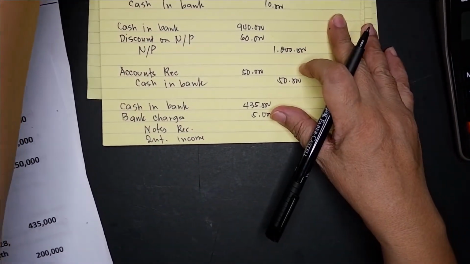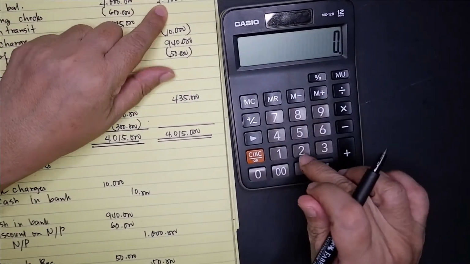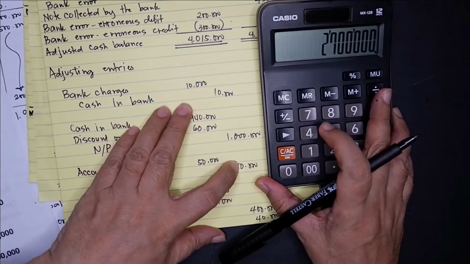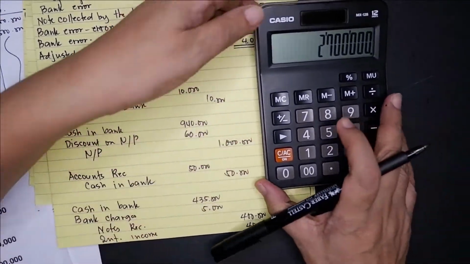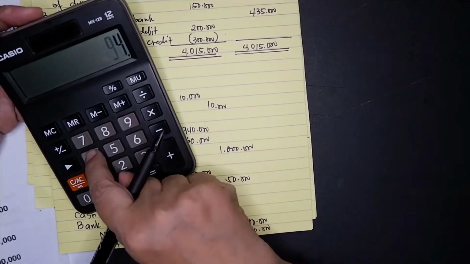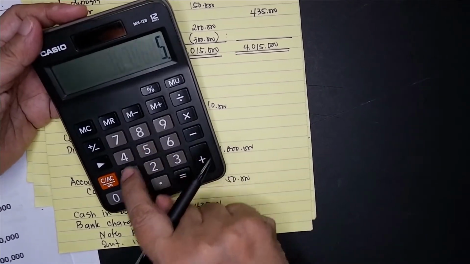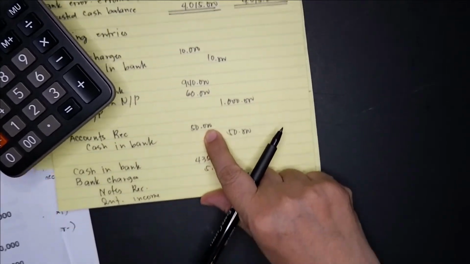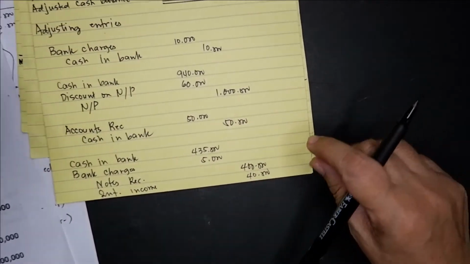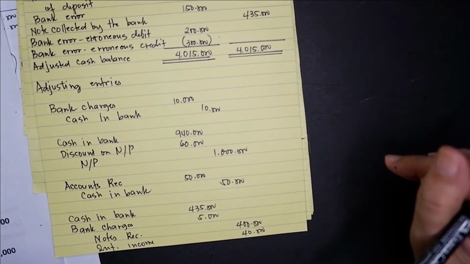Okay, so by preparing those entries, we can adjust our cash in bank. Or let us have it in the calculator. So we have 2,700,000. Okay, that is the beginning balance, unadjusted balance. Then we have minus 10,000. Then we have plus 940,000. Then we have plus 50,000. And we have plus 435,000. So you will get your 4,015,000.